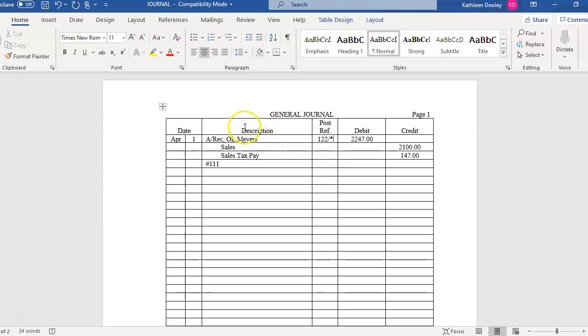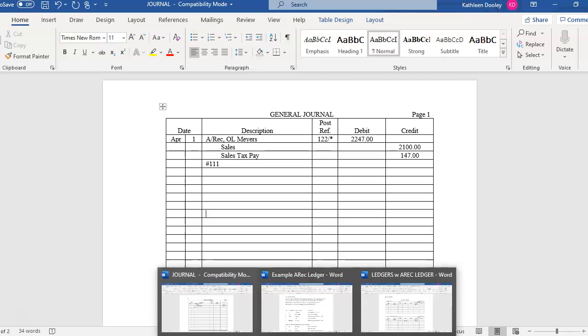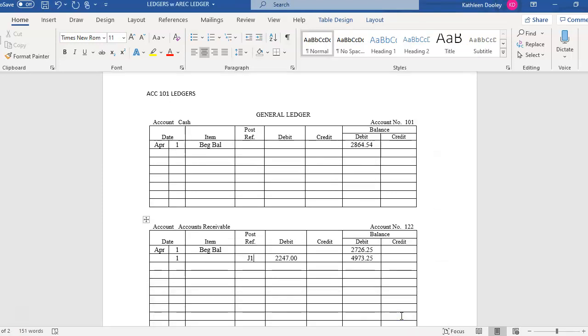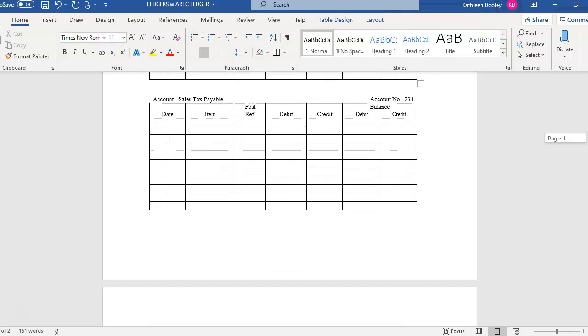Now, you could have just posted it to O.L. Myers and you would just have your asterisk there and then later post it to accounts receivable. And that would be fine too. Okay. And sales tax payable, we see no post reference here. I have not posted those yet. Okay. But I could go into my ledgers right now if I want to, or I can wait, either one.